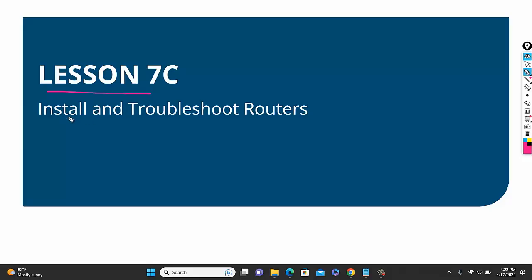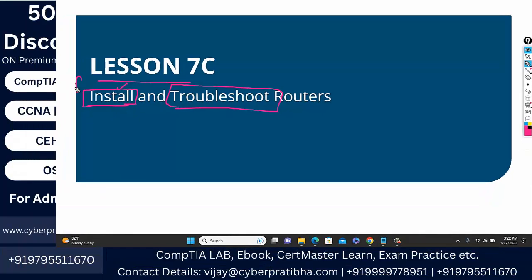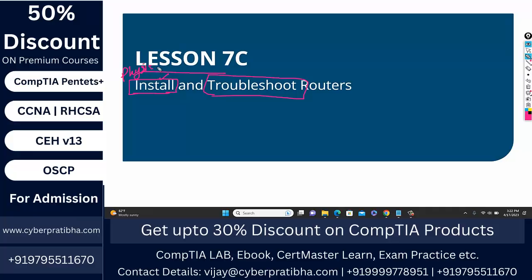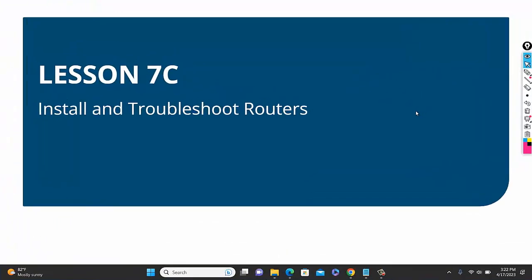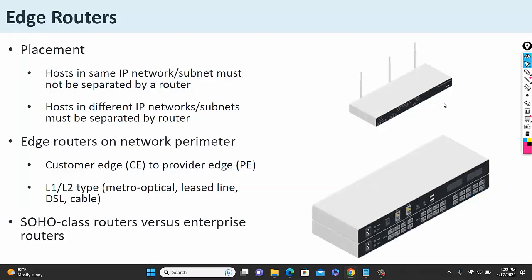So in this section we are going to discuss how to install and troubleshoot routers. Installing a router does not mean installing software on a computer; it means physically installing the router inside the network. How many types of routers are there, how can you install them, where, and how does a router work? We will discuss all these things in this section.